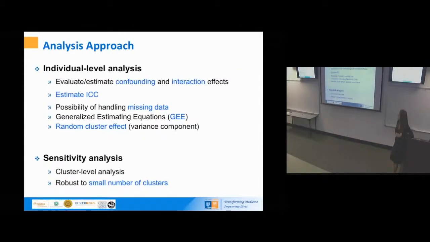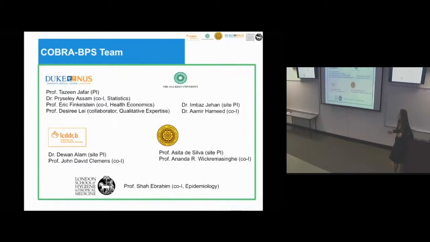Analysis, I said, is an individual level analysis. So we look at, evaluate, estimate confounding, interaction effect, ICC, possibility of missing data. We'll use GEEs, and cluster effect will be run. We'll also do sensitivity analysis, just a little bit too detailed. Sensitivity analysis will be a cluster level analysis, which refers to a small number of clusters. And I think that's enough for what we have.